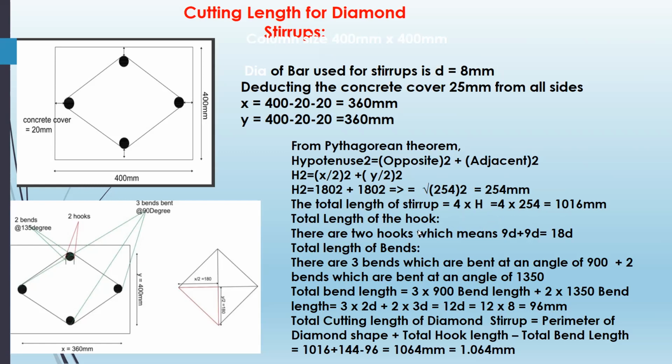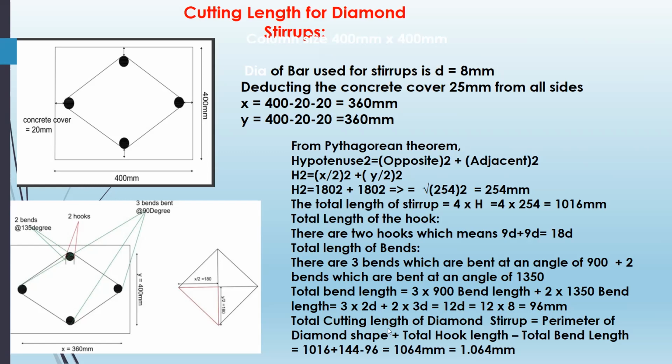So total length of the hooks: there are two hooks, that means 9d plus 9d, 18 dia. Total length of the bends: there are three bends, here I show you the three bends of 135 degrees, which are bent at 135 degrees. Total bend length is 3 into the 90 degree bend length plus 2 into the 135 degree bend length. That means 3 into 2d plus 2 into 3d is equal to 12d. That is 12 into 8, which is 96 mm.